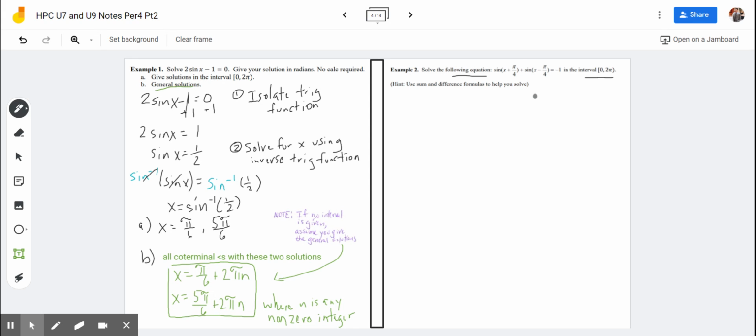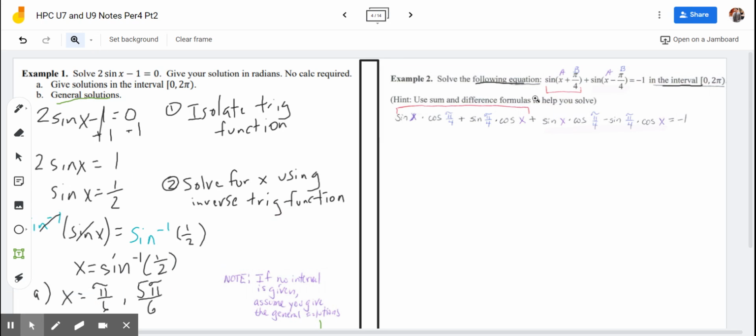So if we look at sine of x plus pi over 4, that's the sum formula, the sine sum formula from the previous section. And sine of x minus pi over 4 is the sine difference formula. And it's equal to -1. Now keep in mind that this is an equation. So therefore, because it's an equation, we can move terms over or cancel stuff out from one side to the other. So let's take a look at how we're going to do this.